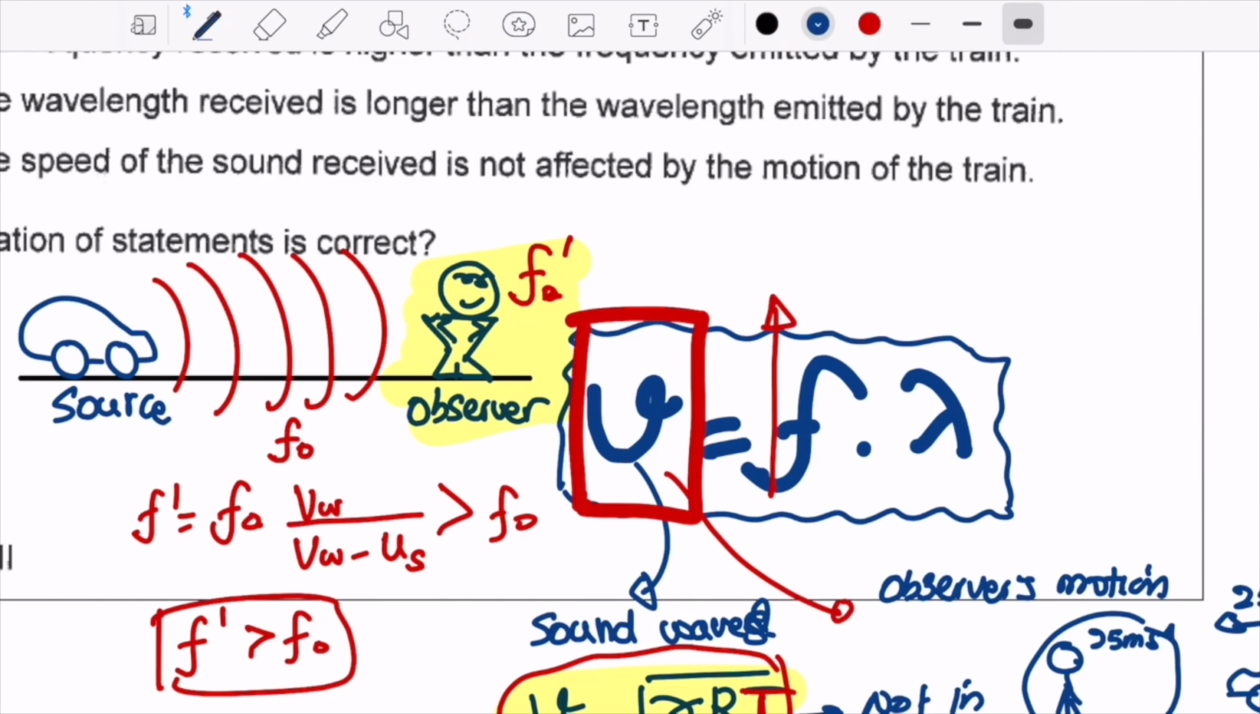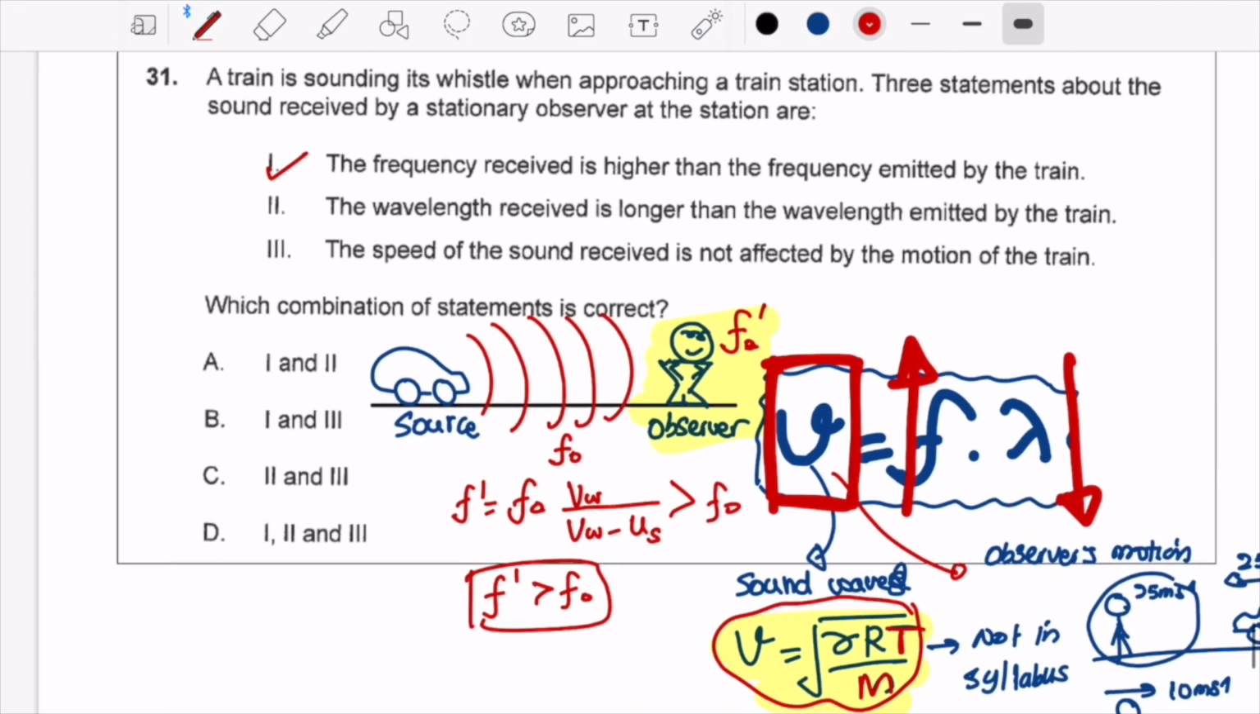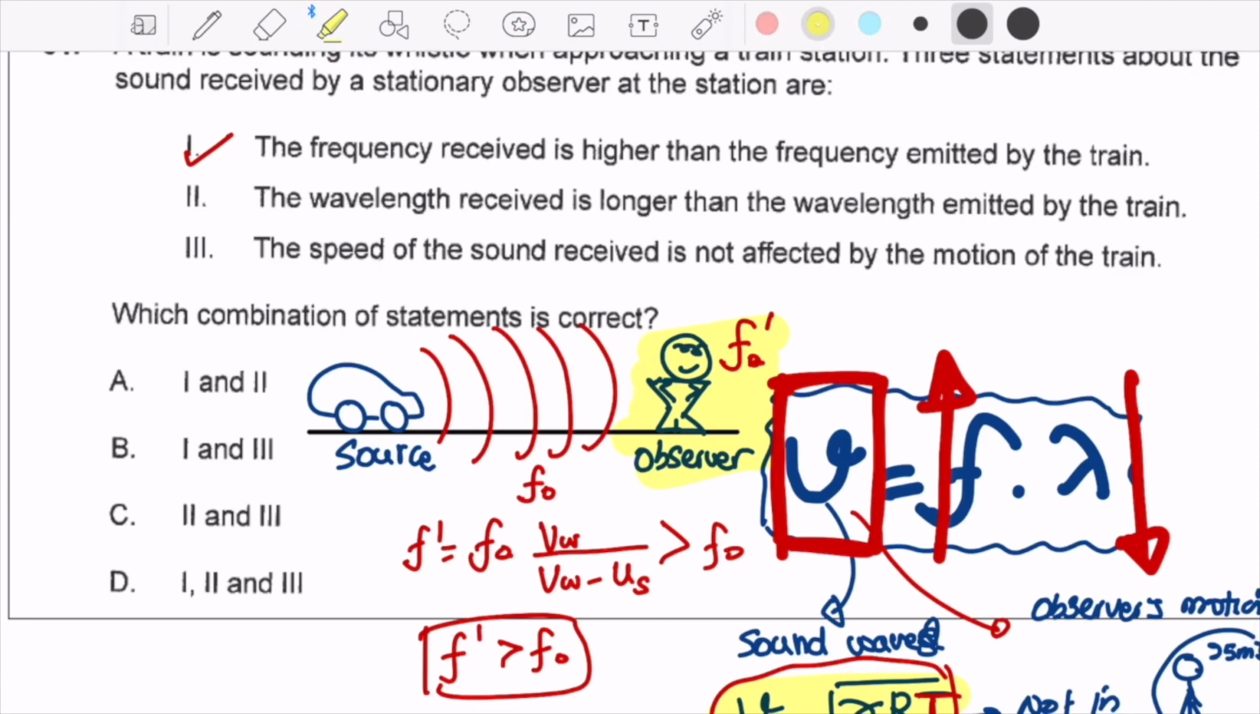So now the question is, if frequency is increasing and speed does not change, what should happen to wavelength? Obviously this has to decrease, right? Alright, let's go to the third option.